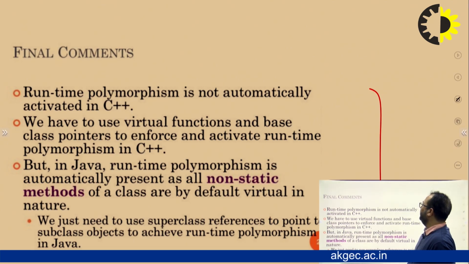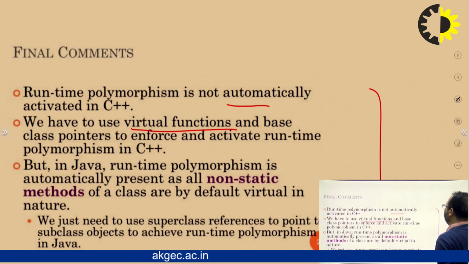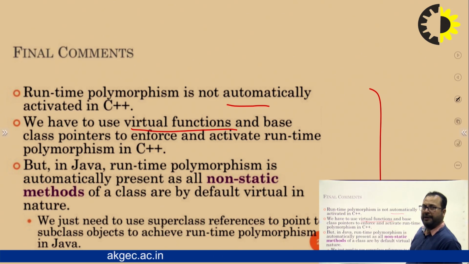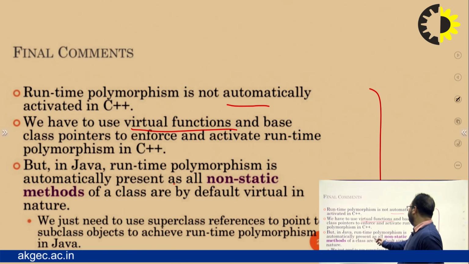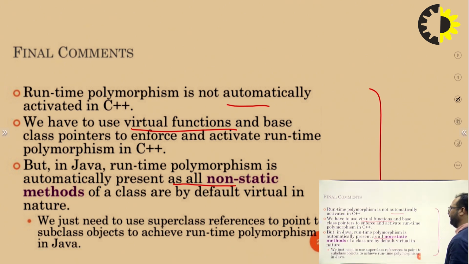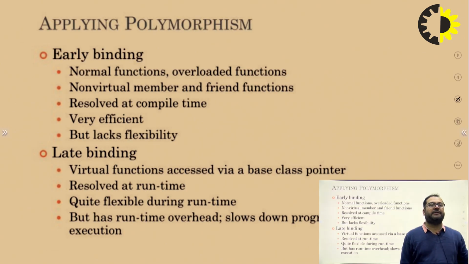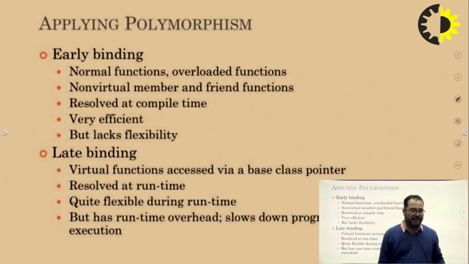So, this is the summary of virtual function and runtime polymorphism. It is not automatically activated in C++. We have to use a virtual function and a base class pointer to enforce and activate runtime polymorphism in C++. But in Java, runtime polymorphism is automatically present, as all non-static methods of a class are by default virtual in nature. We just need to use a superclass reference to point to a subclass object to achieve runtime polymorphism in Java. But in C++, we have to write the virtual keyword.